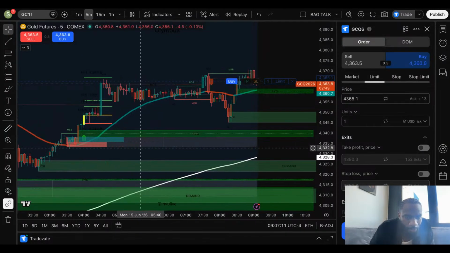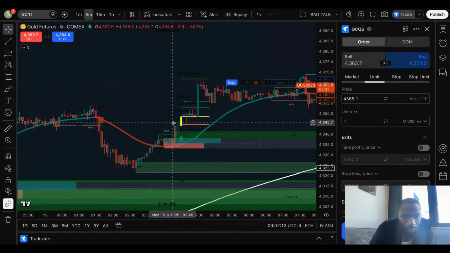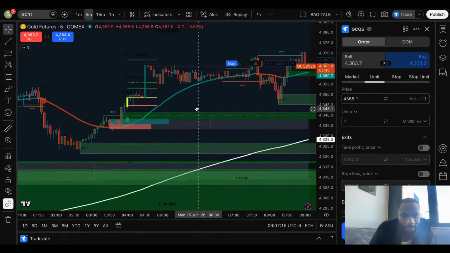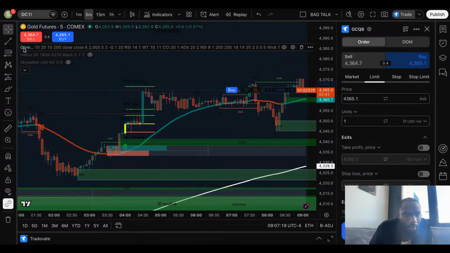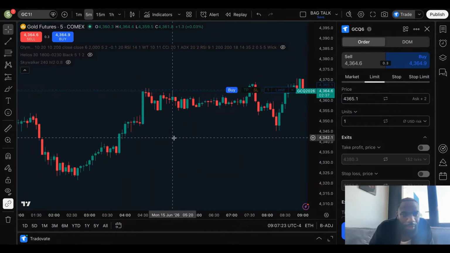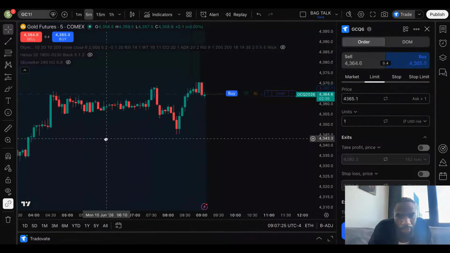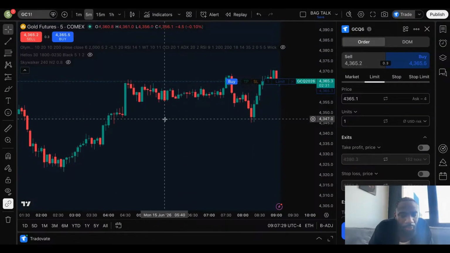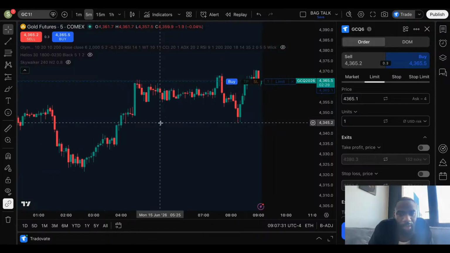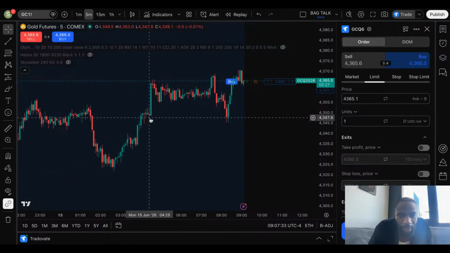So if you were able to get access to the AI scanner, the bot, it will look similar to this. Right now I'm on gold. I usually trade NQ, but I just want to show this was a clean move from the AI scanner for this morning.